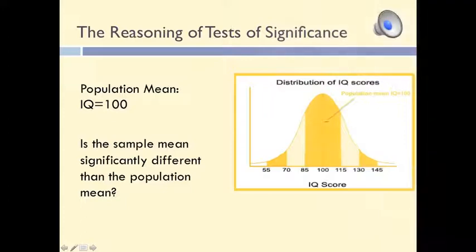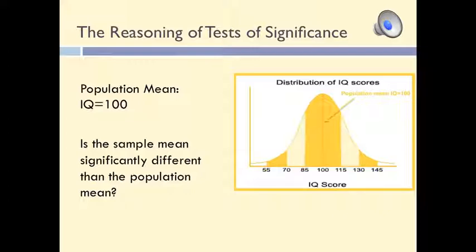Let's start with an example. We know that the population mean for IQ scores is 100. But let's say that we would like to see whether this is really true. To do this, we must select a large random sample and compute the mean IQ score for our group. Of course, it is very likely for our sample to have a mean that is slightly different than 100. So the next question would be, is the sample mean significantly different than 100?